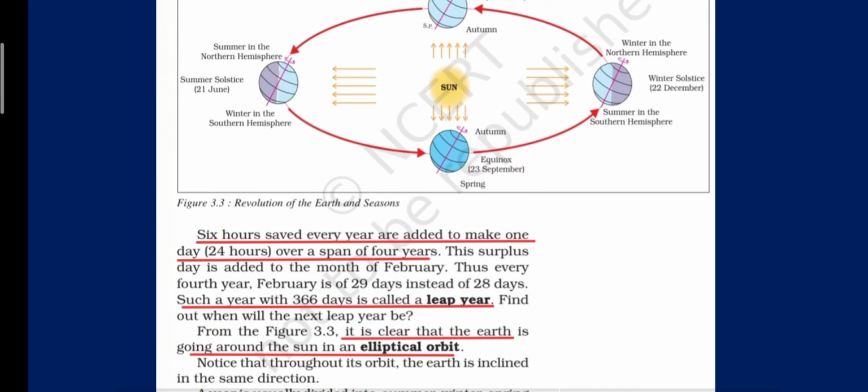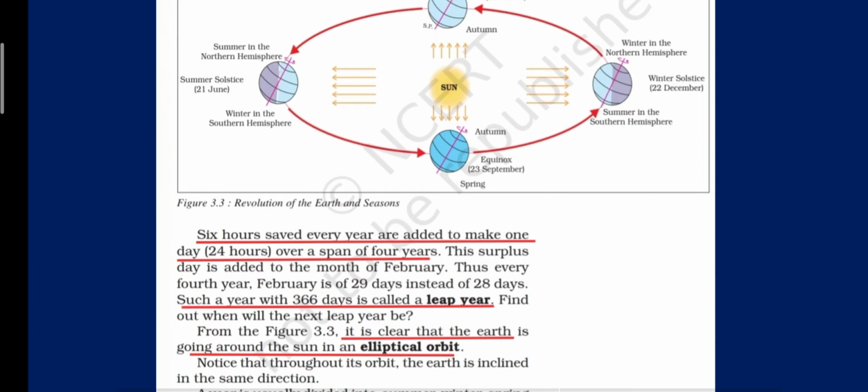called a leap year. So in short, 6 hours are saved till 4 years. So we will multiply that 6 hours by 4. So 6 into 4 is 24 hours. So 24 hours means one day. So this one day will be added to the fourth year, making it a leap year.